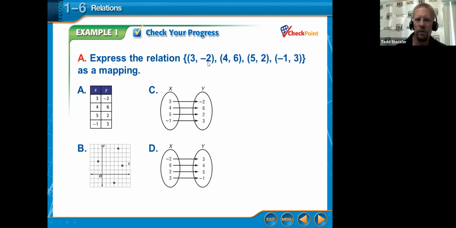3 comma -2 is one ordered pair. 4 comma 6 is a second ordered pair. 5 comma 2 is a third ordered pair. And -1 comma 3 is a fourth ordered pair.